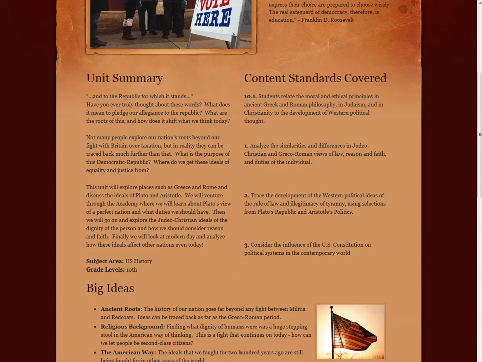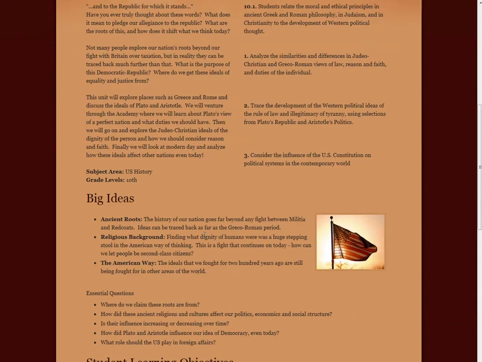The next thing I want to talk about is the unit summary. Here I have the unit summary. I have my subject area, which is U.S. history, the grade level, which is 10th, and then I also have a short little summary to get the kids involved in the topic.